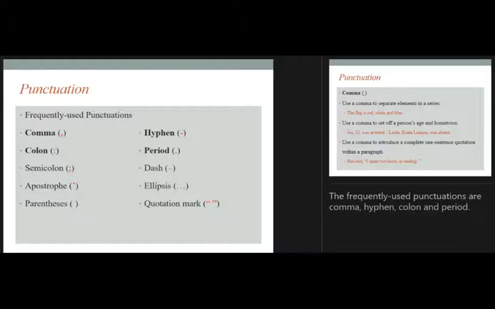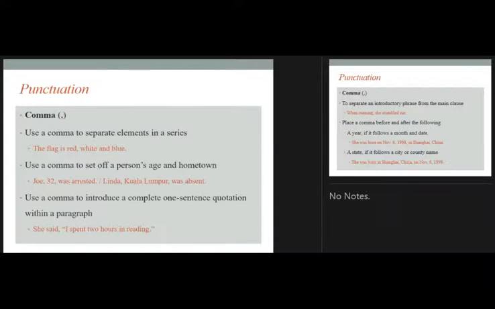These are some frequently used punctuations. First, I will introduce comma. Usually use a comma to separate elements in a series. For example, the flag is red, white, and blue. Use a comma to set off a person's age and hometown. Jones, 32, was arrested. Like this. And use a comma to introduce a complete one-sentence quotation within a paragraph.